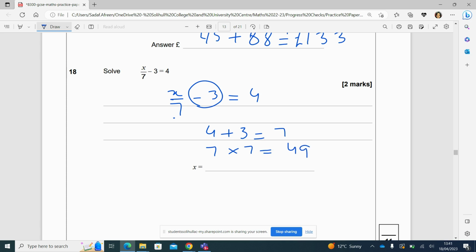Okay, you can always check your answer by putting it back in the equation. So if I put 49 in this equation, that gives you 49 over 7 minus 3. 49 divided by 7 is 7. 7 take away 3 gives you 4. So that means my answer is correct. Okay, so the value of x equals 49.